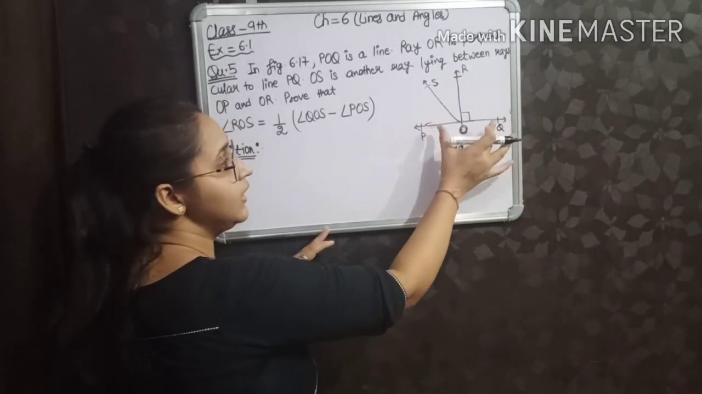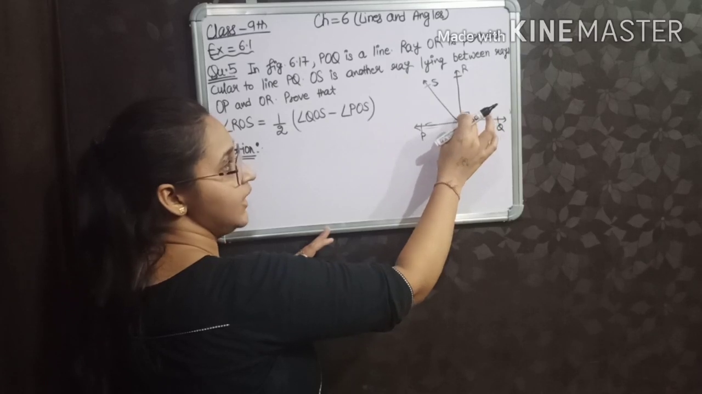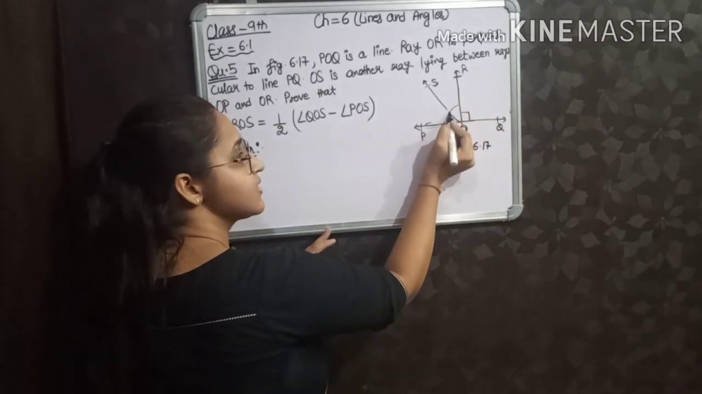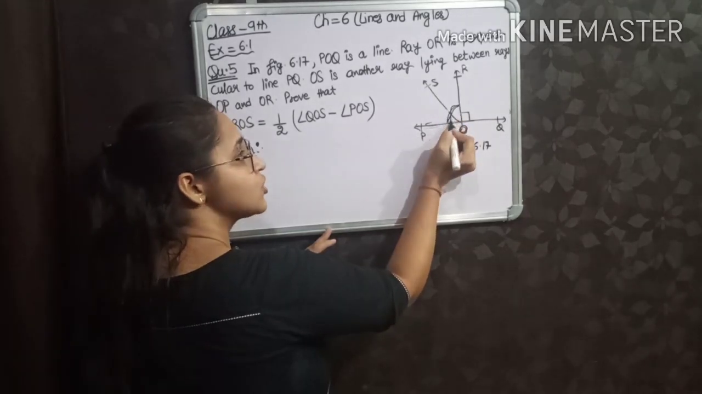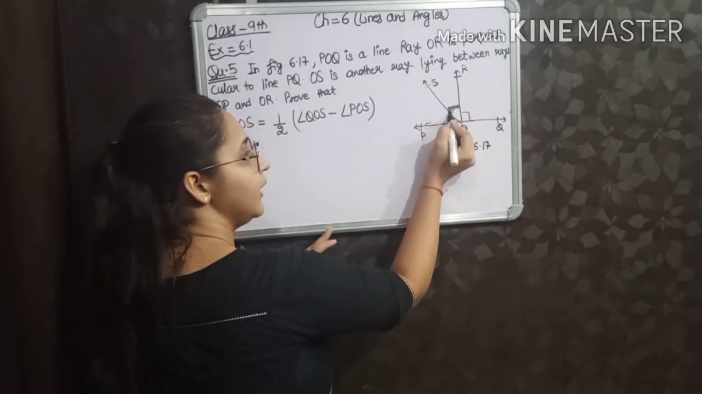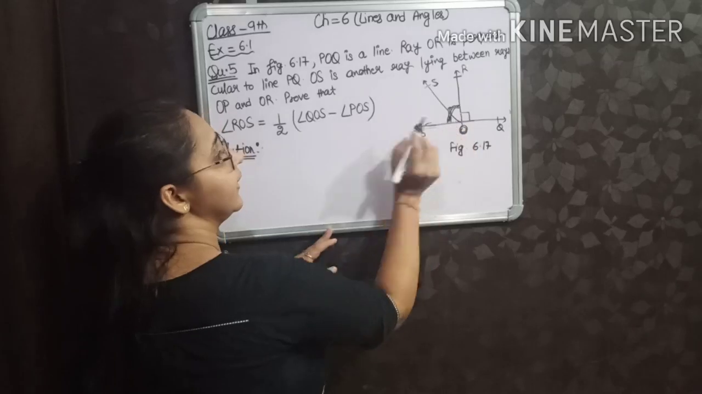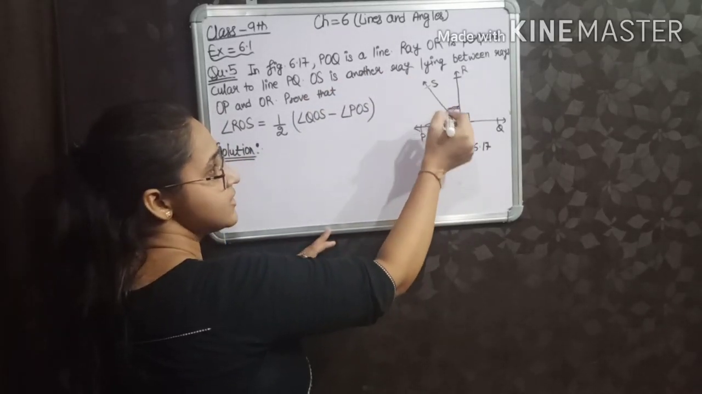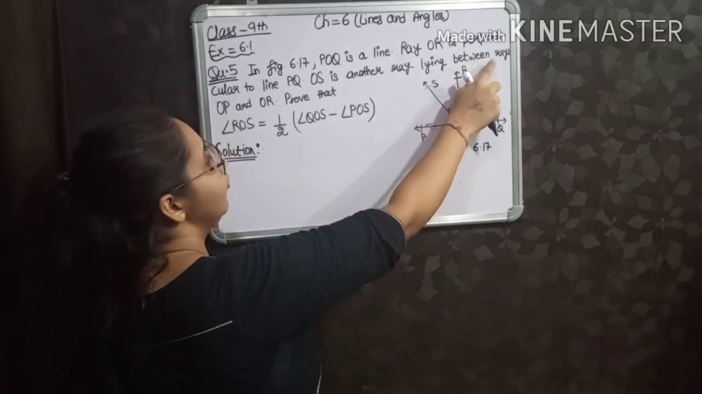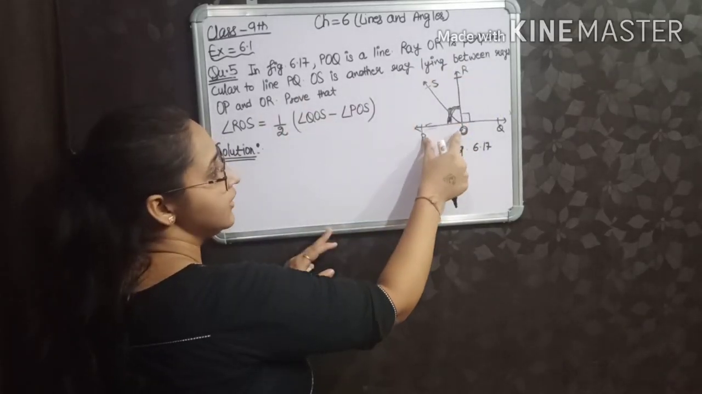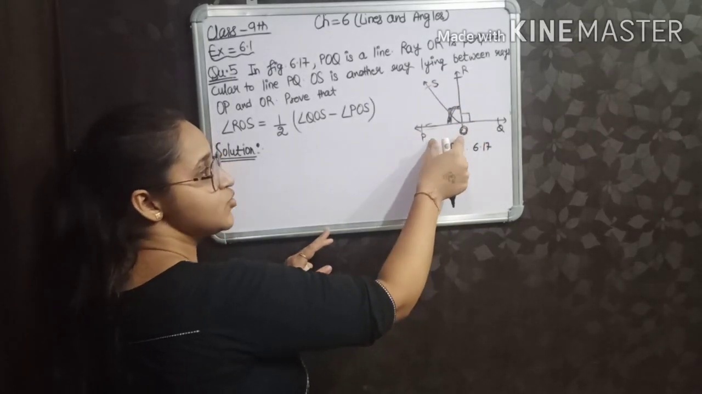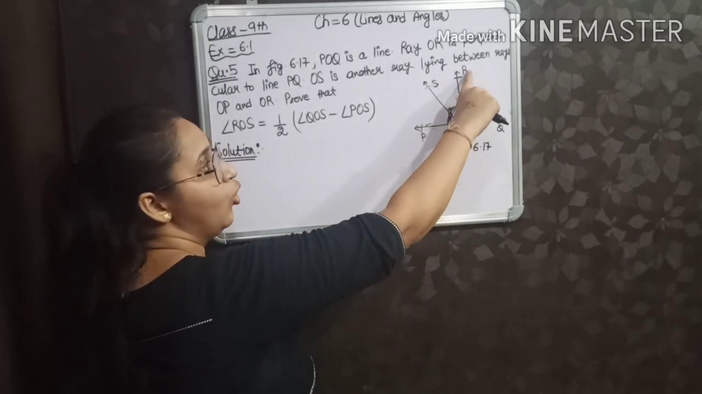What does this mean? This means this angle is 90 degrees and this complete angle is also 90 degrees. Now, OS is another ray lying between rays OP and OR.